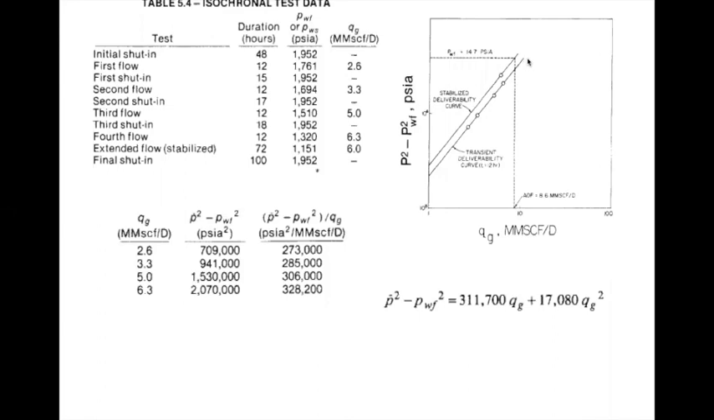So this is for only a certain duration of 12 hours. You see that this is 12 hours, this is again 12 hours, this is again 12 hours here. So the flow is done for 12 hours. For each flow rate done over a period of 12 hours, you just take the data here, plot it, you will get a curve which is the deliverability curve.